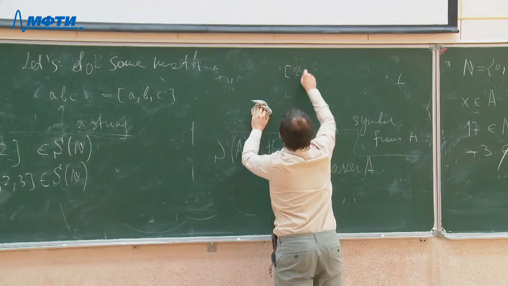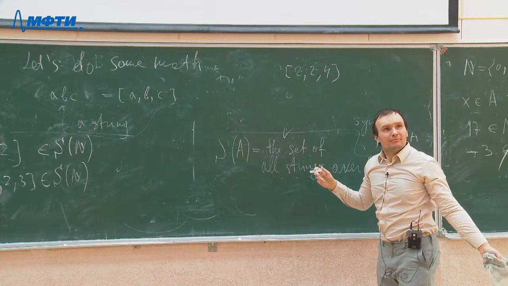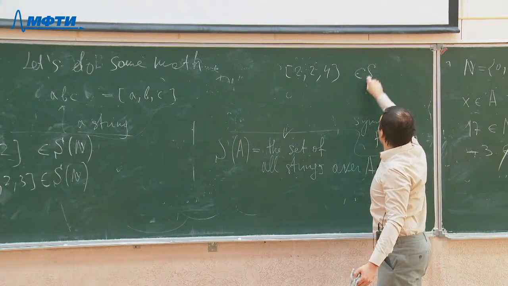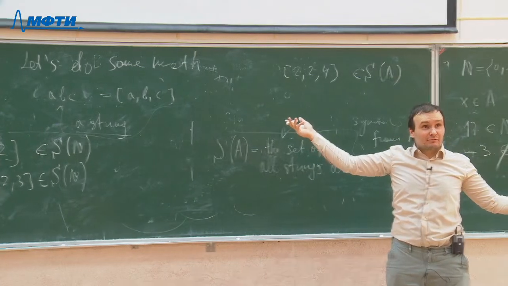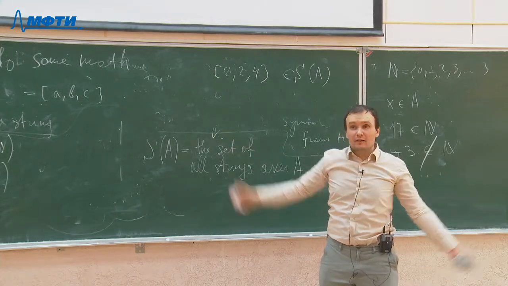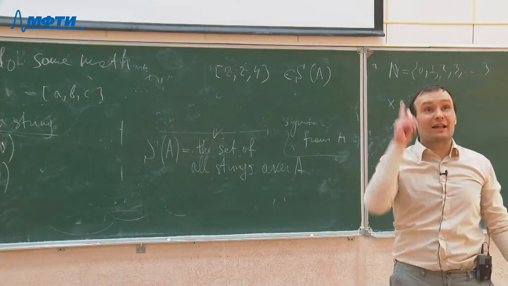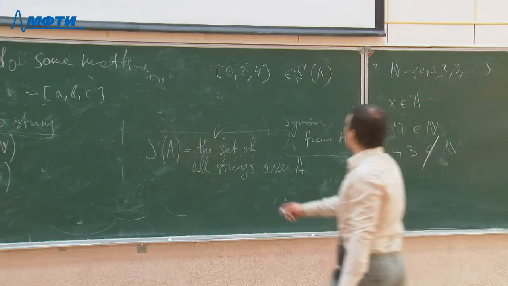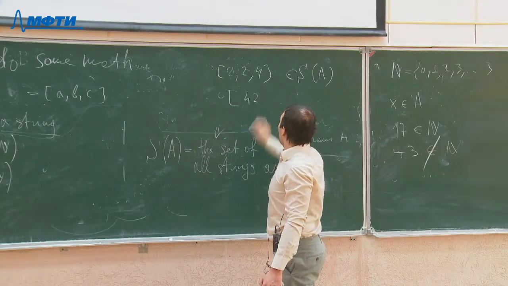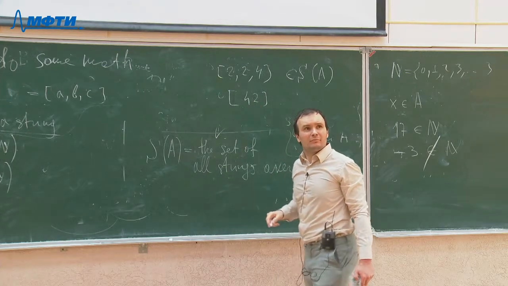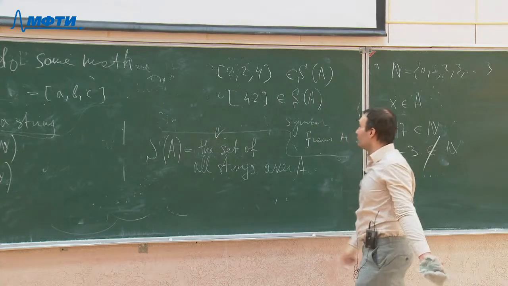But what is the length of this string? 2, 2, 4. 3 as well. So, of course, we may have repetitions of symbols in a string. But can you give me an example of a string of length 1? And what if it is not 1 but 42? That's another string of length 1.